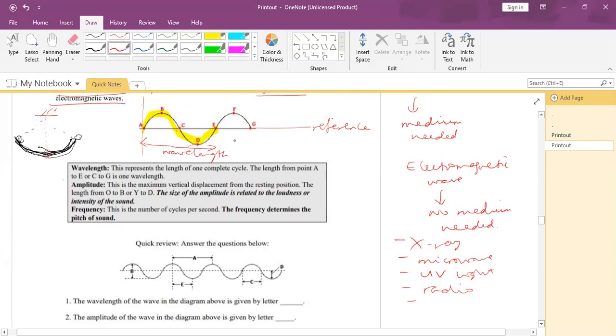I can draw another wavelength. Another wavelength will be from, let's say, C. If I start from C, down, up, and then back to original position, this is another wavelength. So from C to G, I can call that a wavelength. That's also a wavelength. Okay, so I can identify so many wavelengths here. I'll show you another wavelength.